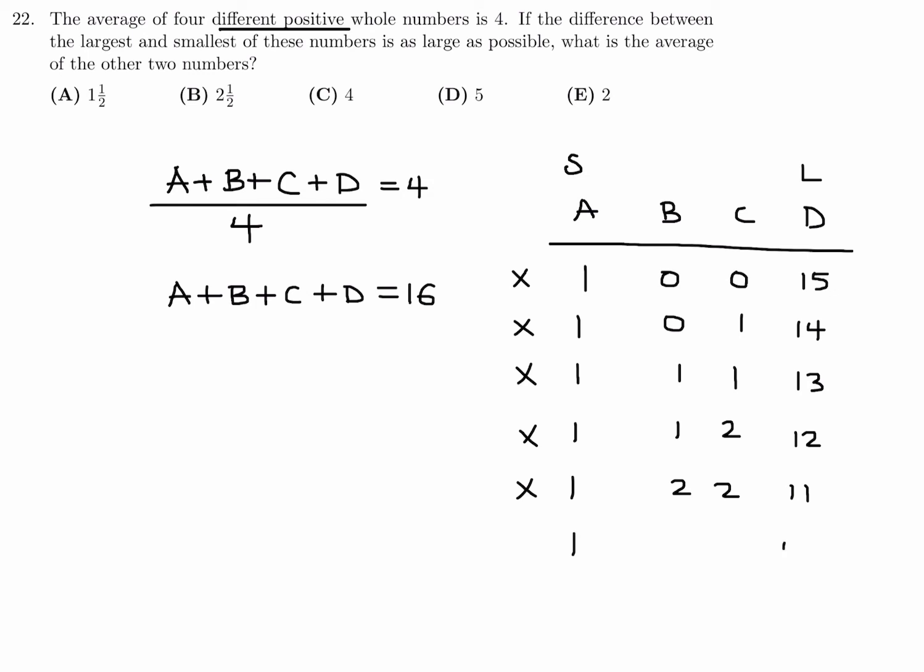Okay, how about 1 and 10? That means B and C have to add up to 5, and that can happen with 2 and 3. And this satisfies the question. So now they're asking for the average of the other two. The other two numbers are 2 and 3. Their sum is 2 plus 3, and divide by 2 to get the average, and that is 5 over 2. So number 22, the answer is B.